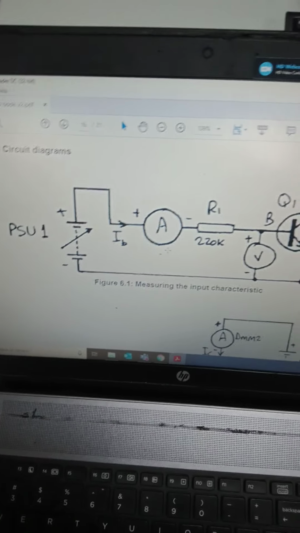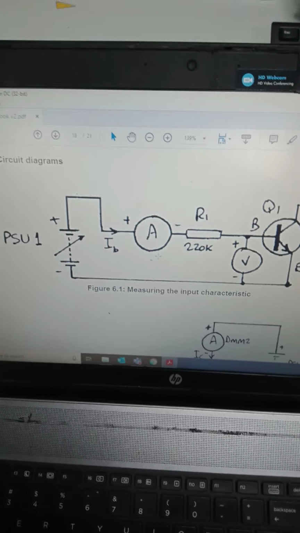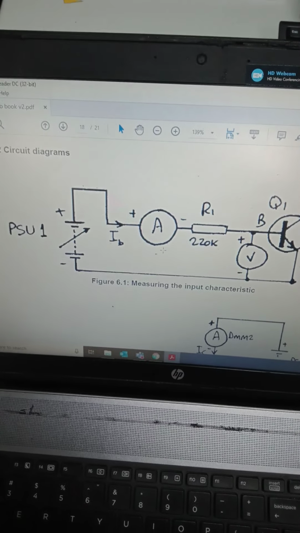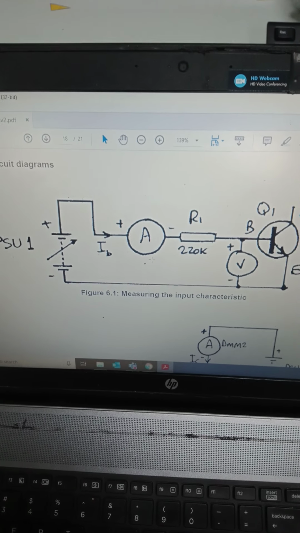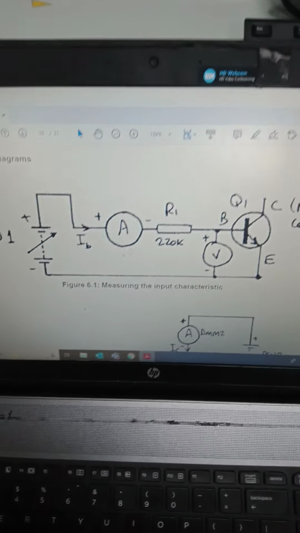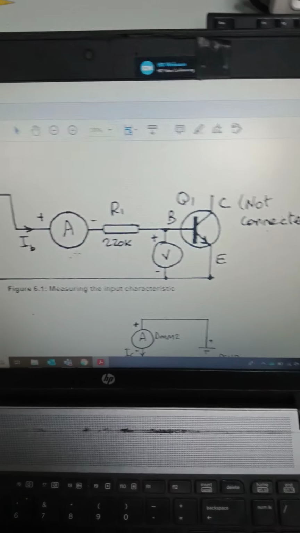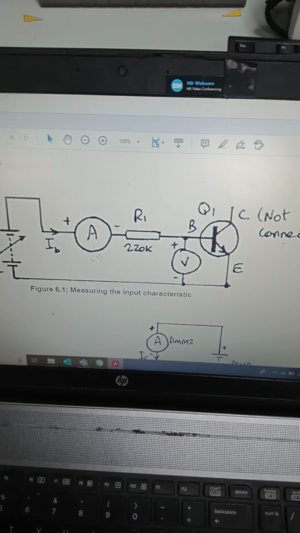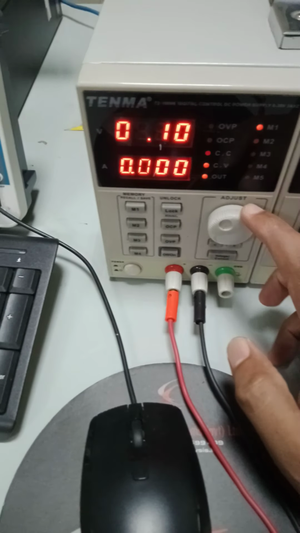If we calculate that value, 220 kilo ohms into 100 microamperes, it will be like 22 volts across the R1 resistor, right? And then as we know, we will see VBE. So therefore I will adjust it to about 22 volts, right?